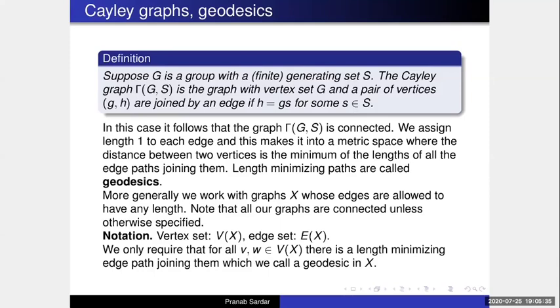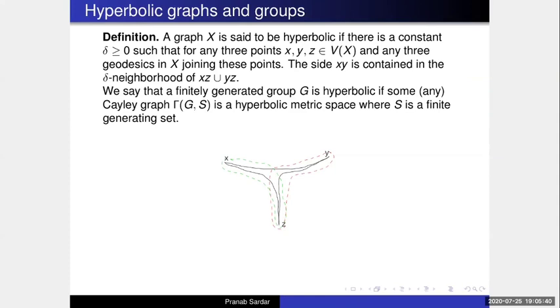So now I define hyperbolic groups and hyperbolic graphs. What is a hyperbolic graph? Again, it's a connected graph. A graph is called hyperbolic if there is a constant delta greater than or equal to 0, so that given three vertices x, y, z and any three geodesics joining them, so I have a triangle, then the side xy, the geodesic joining x and y, is contained in the delta neighborhood of the union of the remaining two sides.